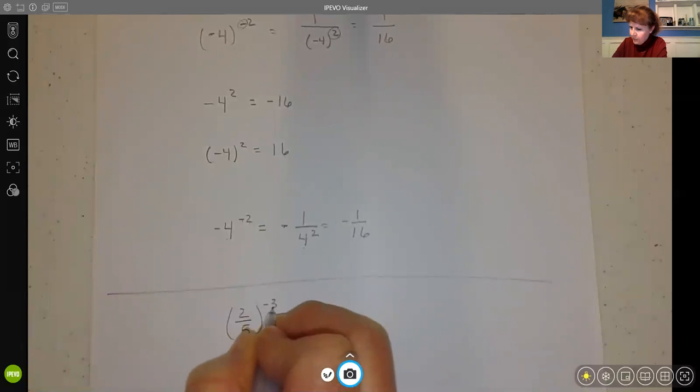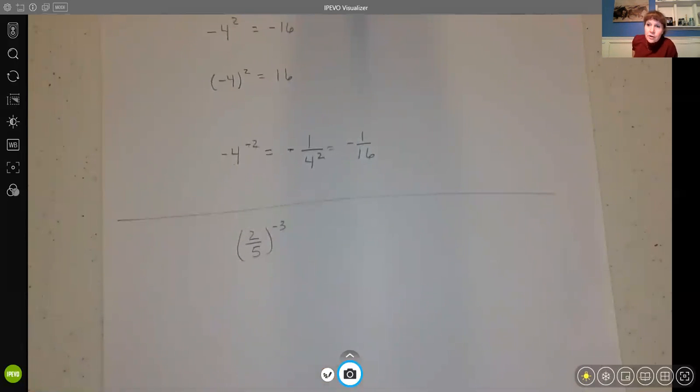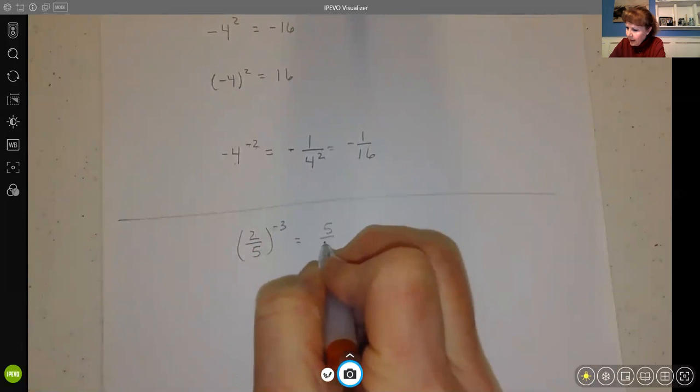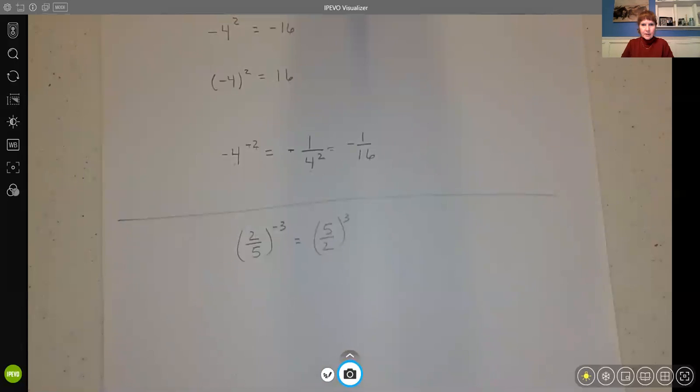2/5 to the -3. Something like this. What do you do if you have a fraction? Well, this changes the position of what's in the parentheses. So this will change its position, and this will become 5/2 cubed.